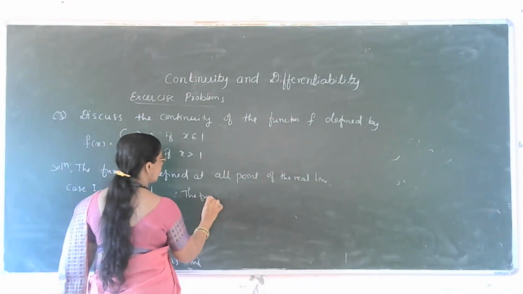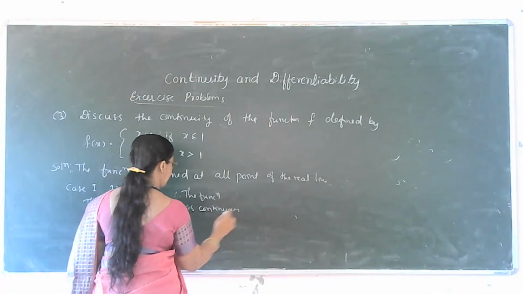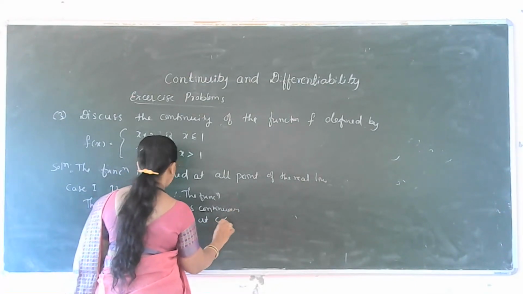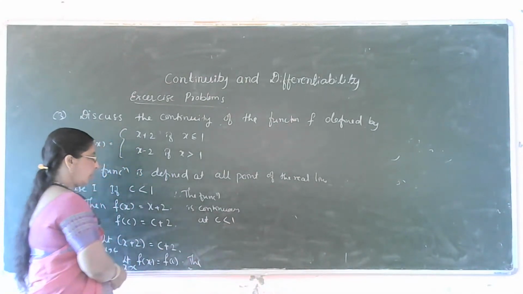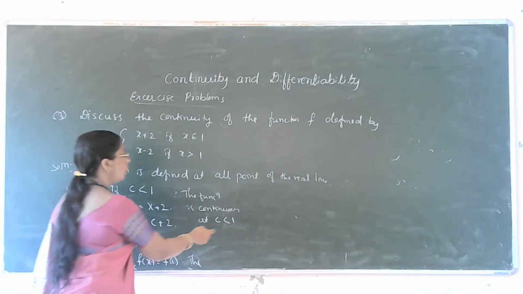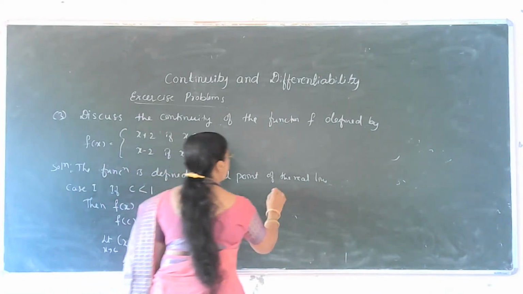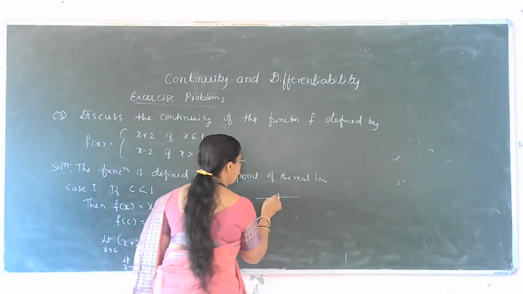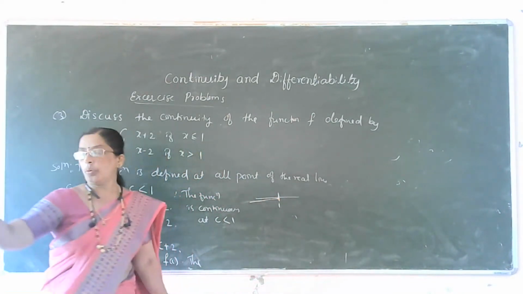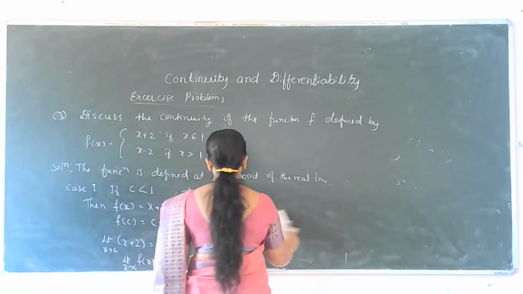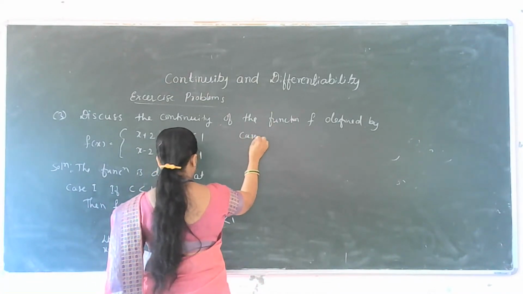Therefore, the function is continuous for c less than 1. That means all real numbers less than 1; the boundary here is 1. The function is continuous for x less than 1. Now we check the continuity for case 2.